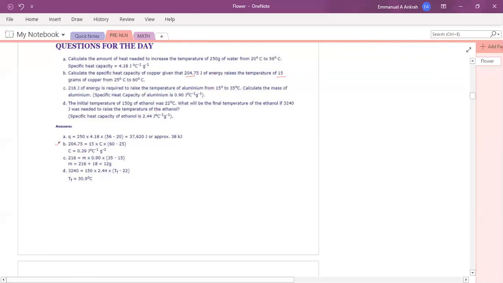this will be the energy, that's your Q, is equal to 15 times specific heat capacity times the change in temperature. So if you work this out, you should come out to C equal to this, okay. You find C, which is missing, okay.